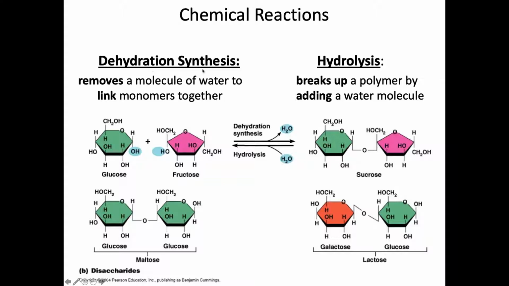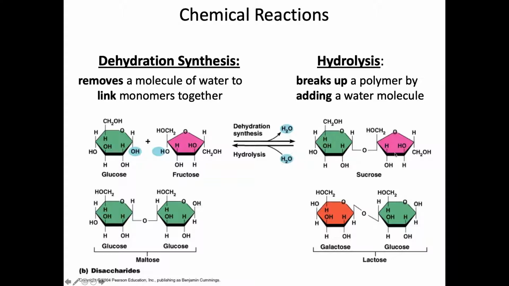First, we have a dehydration synthesis reaction. In this example, we have these 2 monosaccharides, these 2 monomers, glucose and fructose. What we're going to do is remove a water molecule. We're going to dehydrate it, remove a water molecule, and when we do that, we will link the glucose and the fructose together so that we can form a new compound called sucrose. So that's formed from dehydration synthesis.